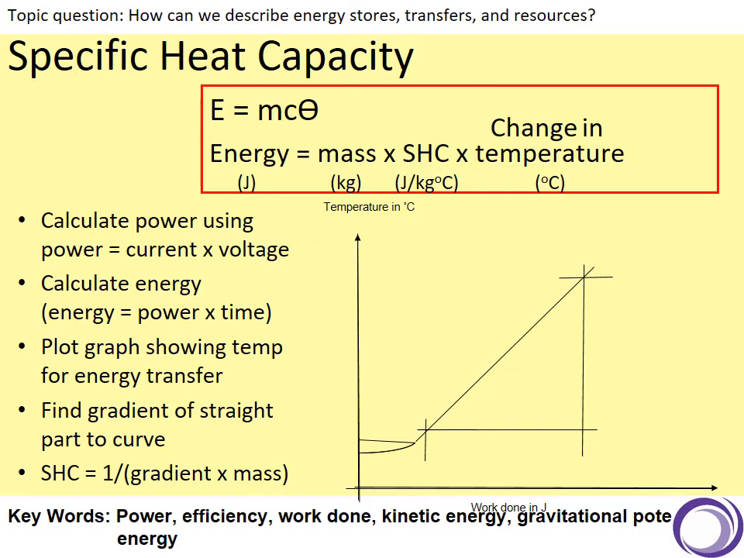So in the previous slide I mentioned how to calculate the power, so you've got your equation there in the first bullet point, and then how you would calculate your energy. Again, the equation is there for you. You would then plot your graph with your temperature in degrees C on the y-axis against your energy on the x-axis. And then once you're able to find the gradient of your line, you would do 1 divided by your gradient in order to find the specific heat capacity of that block.